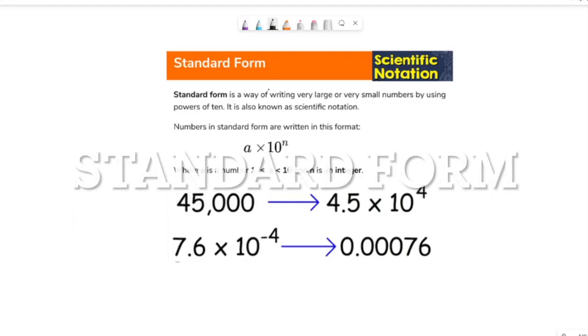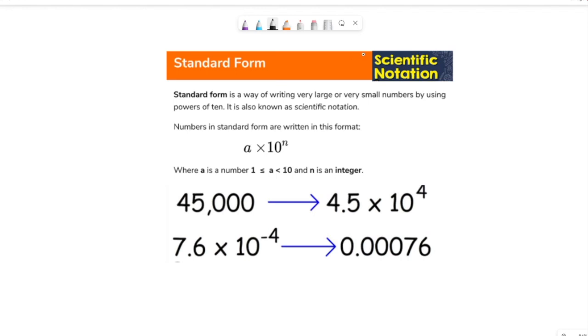So this video is about standard form, which is also known as scientific notation. In the American system, in the British system, they still use standard form. So what is standard form? Standard form is a way of writing very large or very small numbers by using powers of 10. It is also known as scientific notation, as I told you in the beginning.